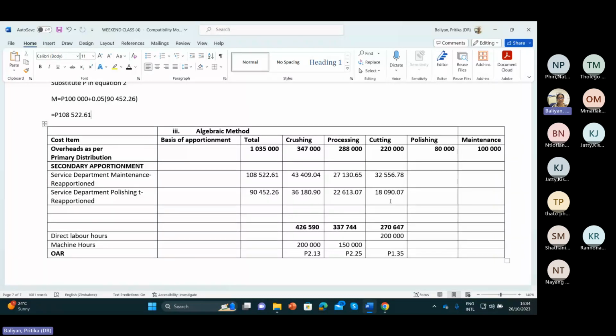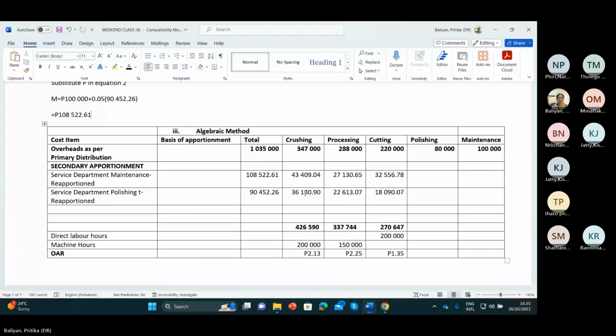So that's how we get the figure. So this 90,452.26, 45%. When you calculate 45% of it, you will get 36,180. 90,452.26 times 45%.